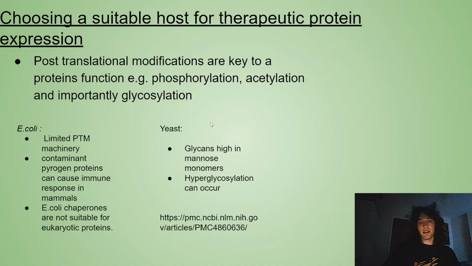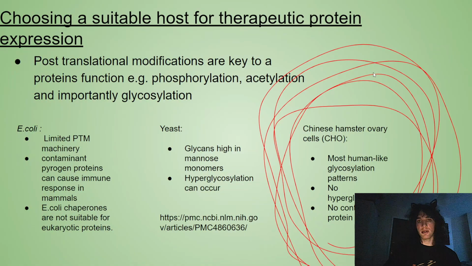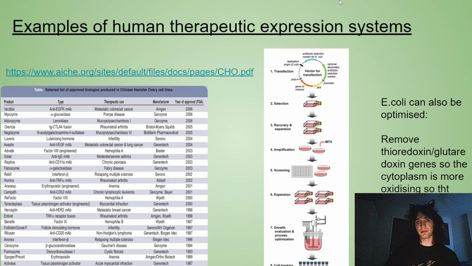Yeast, this has a little bit more, it can actually glycosylate, but their glycans are high in mannose, which we don't want. This is very bad. And hyperglycosylation can occur when too many glycans are attached to a protein. And here is a little article that I will link below as well that goes into that a little bit more. And then we have Chinese hamster ovary cells. These are the most human-like in glycosylation. They don't have hyperglycosylation and no contaminant proteins are attached. So it's easier to purify compared to yeast. And so that is why most people choose CHO cells as their expression host.